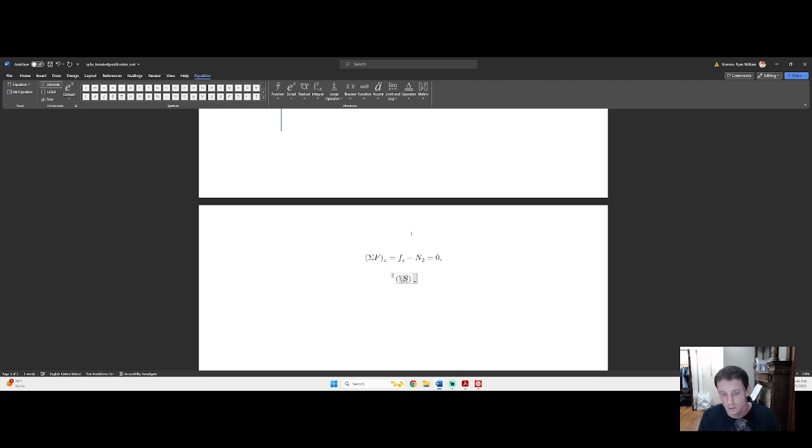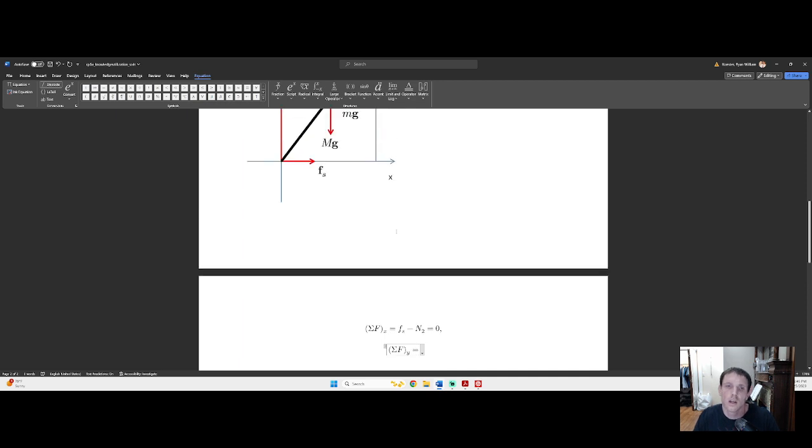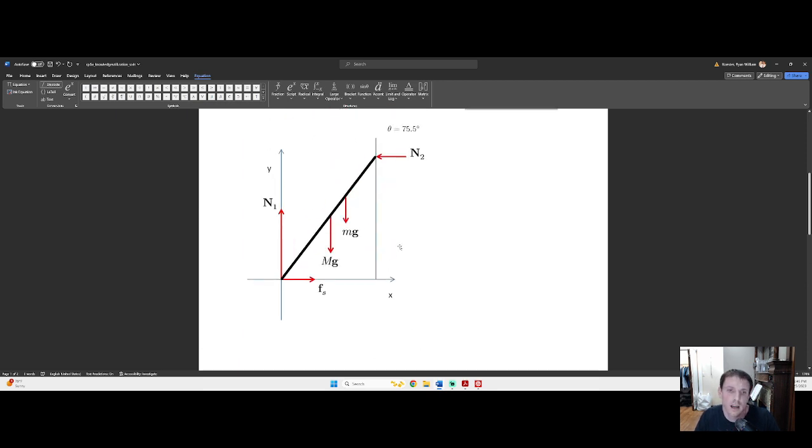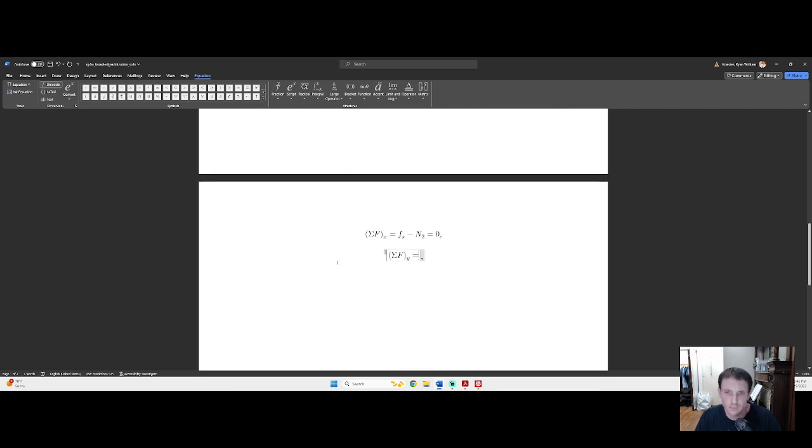Let's also do the y direction. Here I'm going to have to account for the normal force that the ladder experiences, which is being exerted on the ladder by the floor. And then from that, I'm going to have to subtract both of these gravitational forces. So I have normal force 1 pointing up, minus both the gravitational forces down. It's hard to type when I can't see my keyboard because of the microphone.